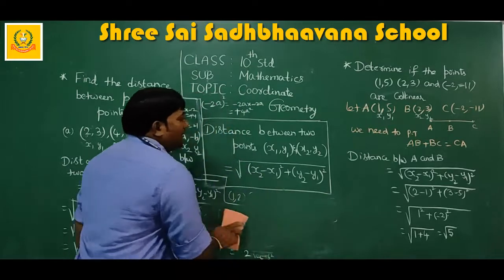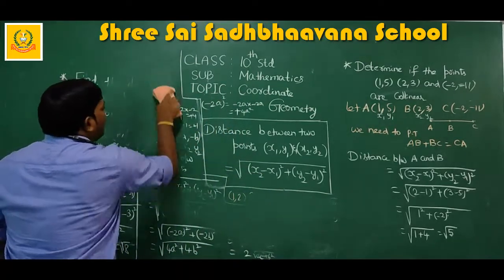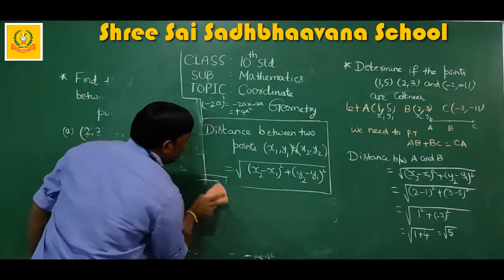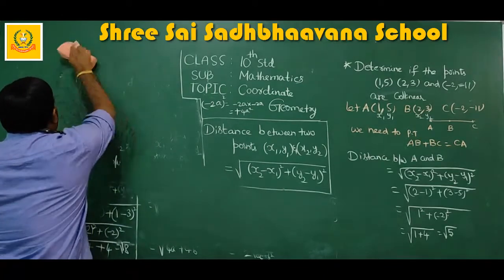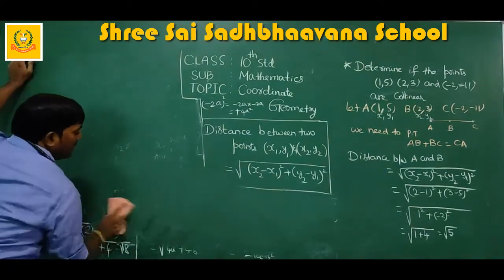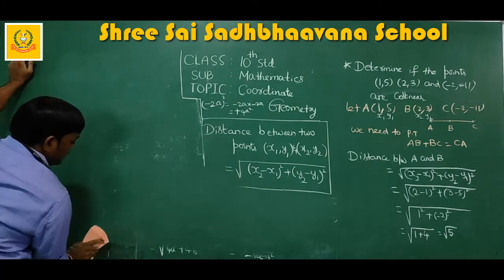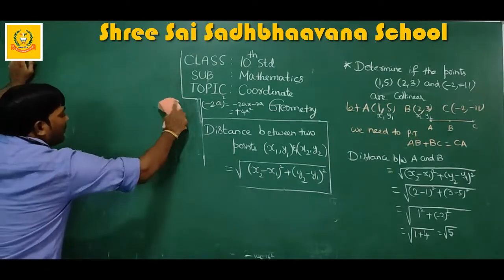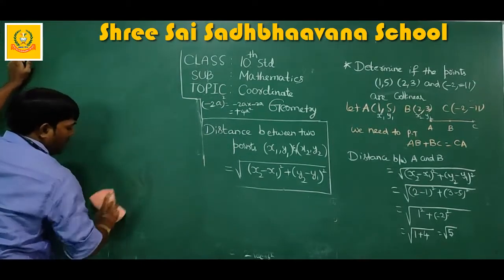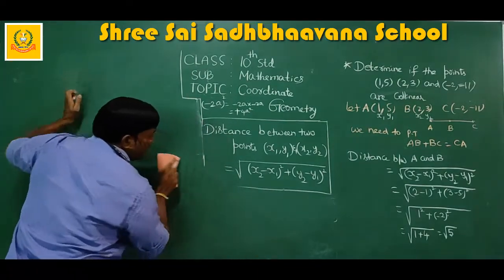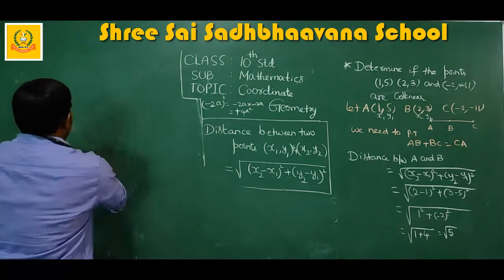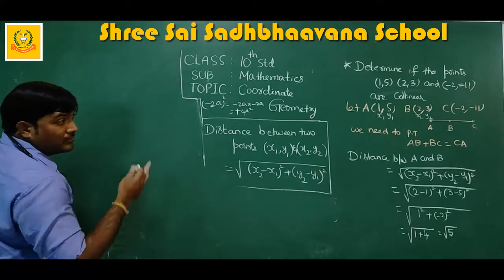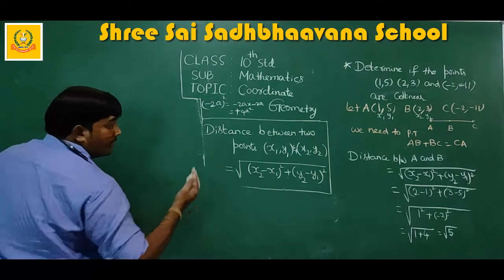Got it? Now we have to find the distance between B and C. The same formula you have to use here. I hope you understood that collinear part properly, because collinear means the points lie on the same line. Remember, that is very important. If you don't know that technique or logic, your sum will not be completed. Simply finding the distance will not give you the answer for your sum. You have to use that logic.